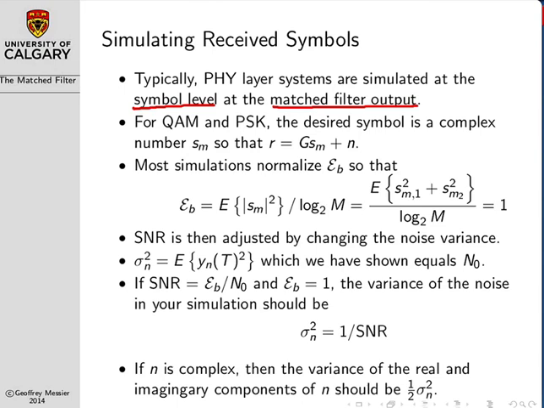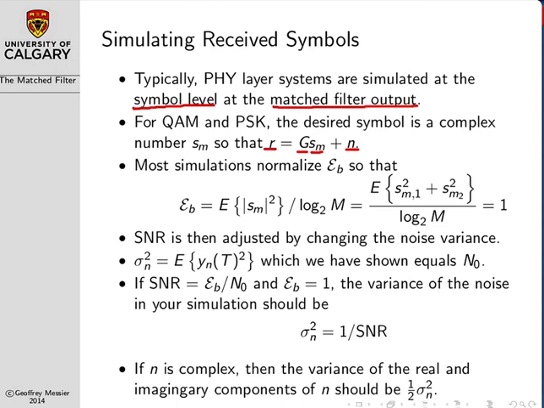And so typically we've got one sample per symbol, each sample being represented as a complex number in the simulation, so that our received signal sample R is just equal to some channel attenuation G multiplied by S_m, which is our complex signal vector, plus some complex noise N.